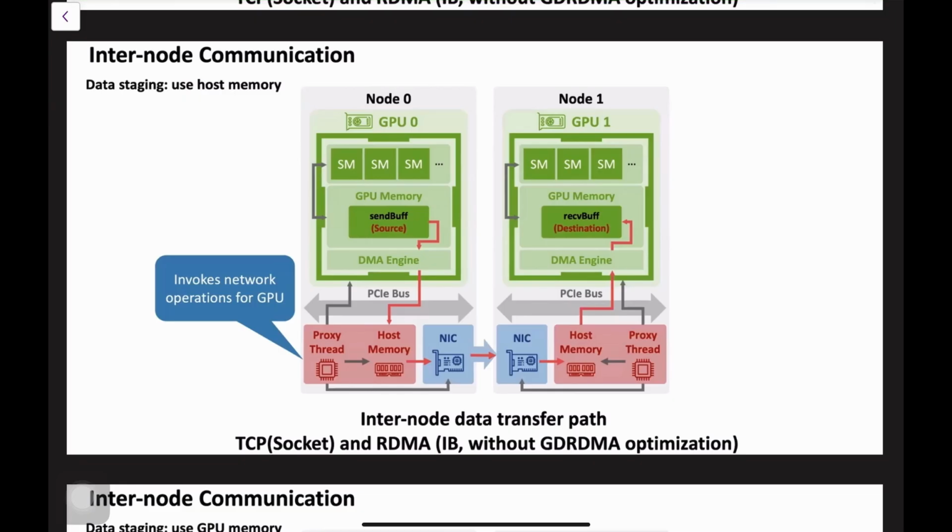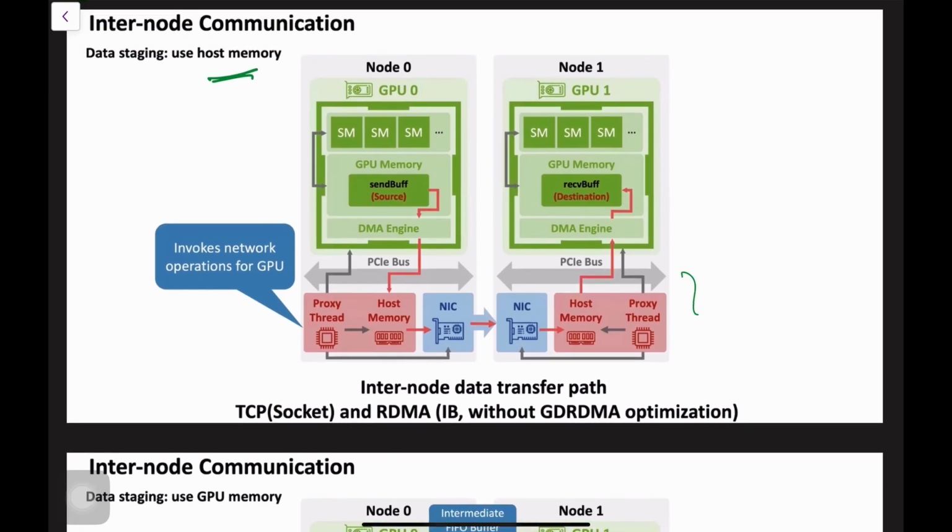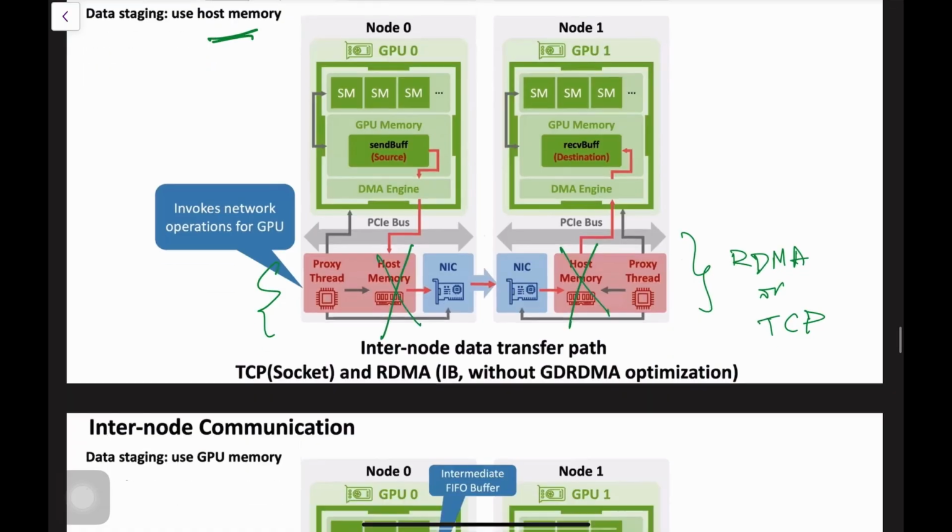So we can use the host memory as a staging area. Basically, data will be sent to host memory first, and then the NIC will send it to the host memory of node 1, and then from there it goes to the GPU memory. Now this can happen through RDMA, as we have seen in class, or the normal TCP sockets. But the problem is we are first writing to the host memory and we don't want that.